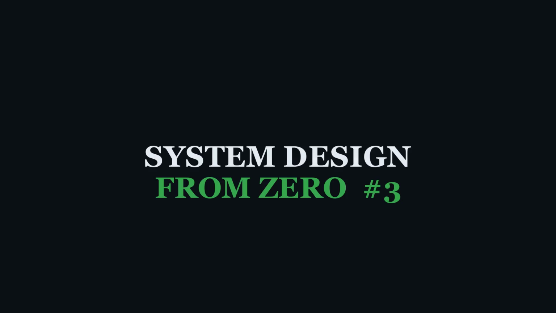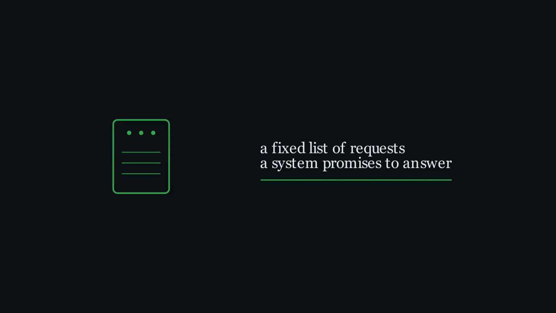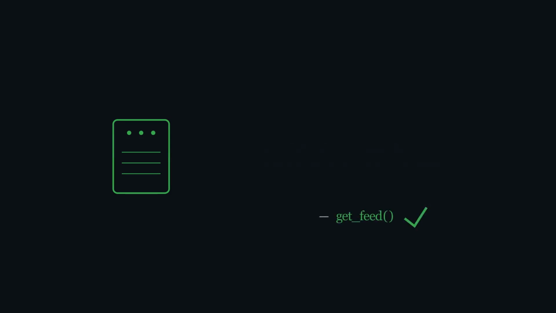This is System Design from Zero, Episode 3. What an API actually is. An API is a fixed list of requests a system promises to answer. That's it. That's the definition. Every item on the list has a name, and if you use the name correctly, you get an answer. If you ask for anything that isn't on the list, you get nothing.